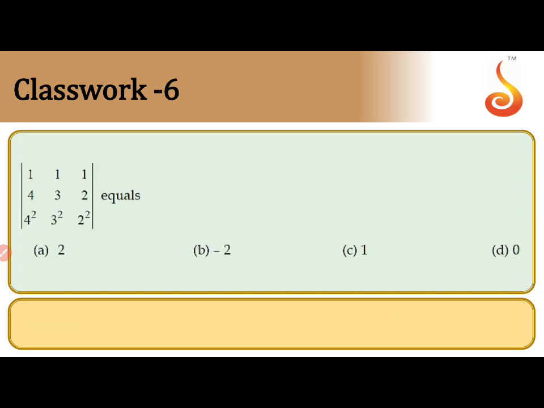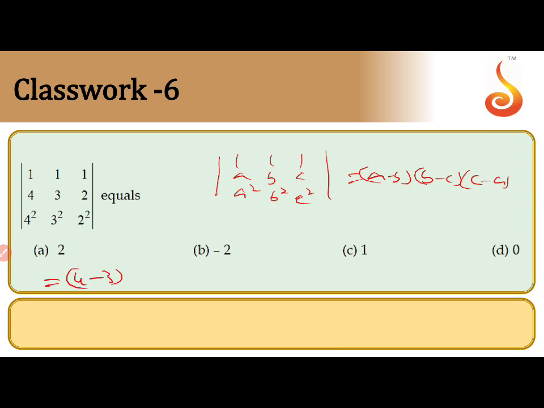Next question. The same logic: 1 1 1, a b c, a² b² c², which is 1 1 1, 4 3 2, 4² 3² 2². So what is the answer for this one? I gave the formula: (a−b)(b−c)(c−a). Here a−b is 4−3, b−c is 3−2, and c−a is 2−4. Now 1 into 1 into −2. The final answer is −2. Which option is correct? Option B.